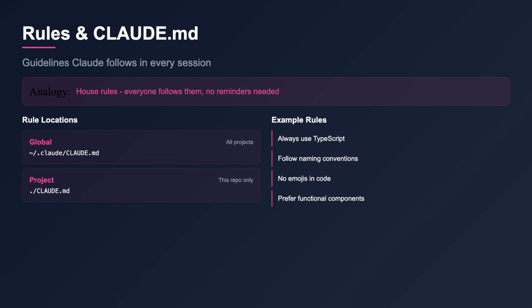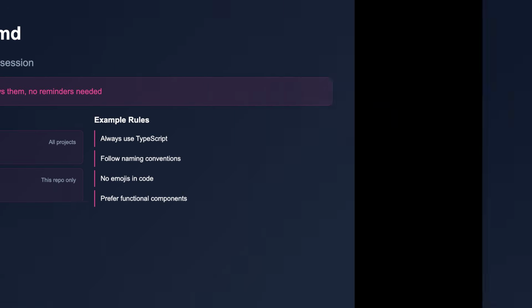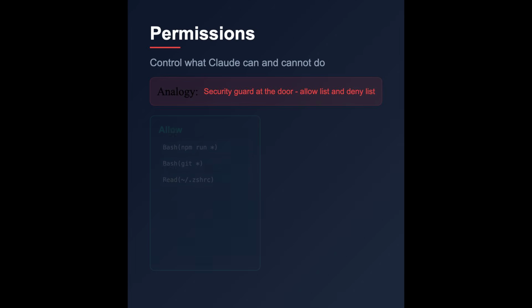Rules are your house rules. They're guidelines that Claude follows in every session. You define them in special files, with Claude.md being the most important. Think of Claude.md as your project's instruction manual. It tells Claude your coding standards, your preferred libraries, your file structure conventions. For example, you might specify: always use TypeScript, follow this naming convention, or don't use emojis in code. Rules can be global, applying to all your projects, or project specific in your repository's Claude.md. They ensure Claude works the way you want, respecting your team's standards.